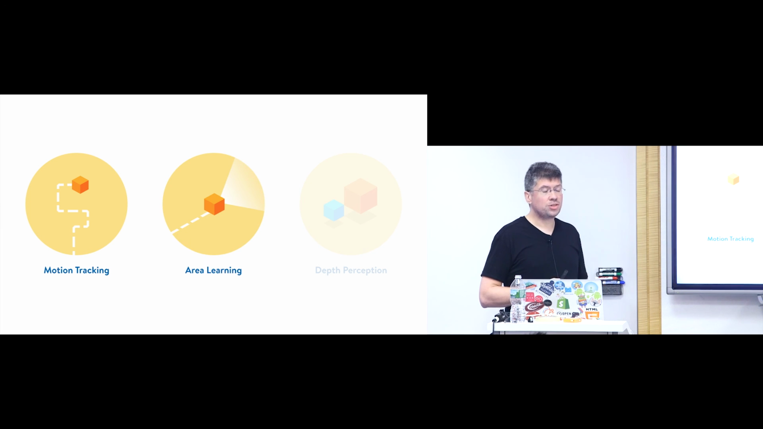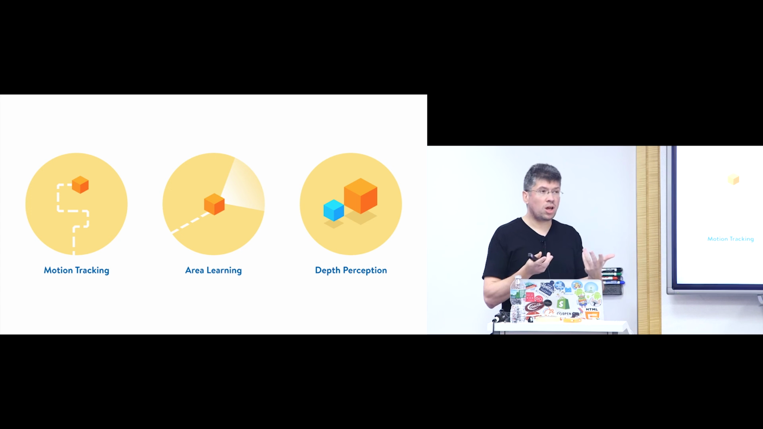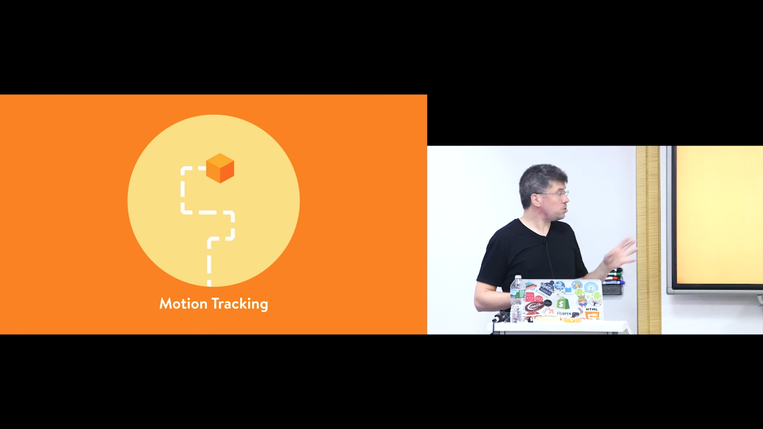You get area learning, so it allows the device to recognize the space as it has seen it before. This is a key component that enables indoor location. It also enables more precise motion tracking, so it allows the device to correct drift errors that it might get if it's just relying on the sensors and the accelerometer data that it has. And finally, you're going to get depth perception. By knowing what is in front of it, the device can let us map virtual objects onto real ones and vice versa.